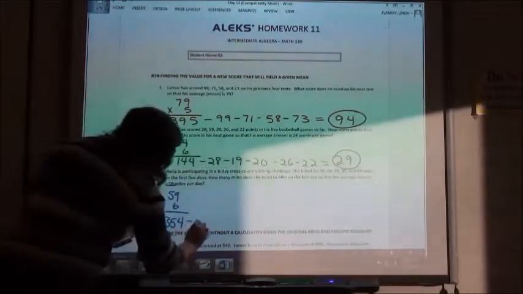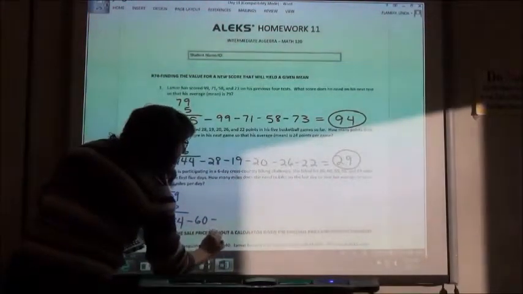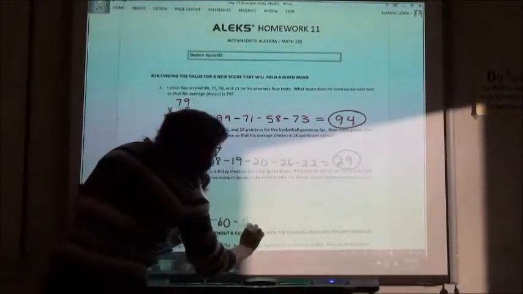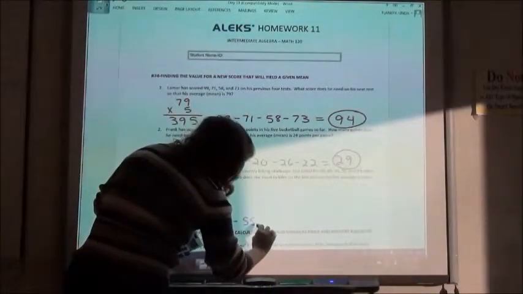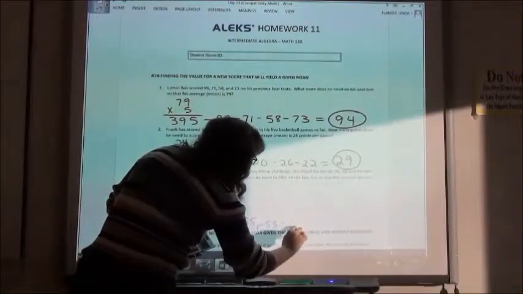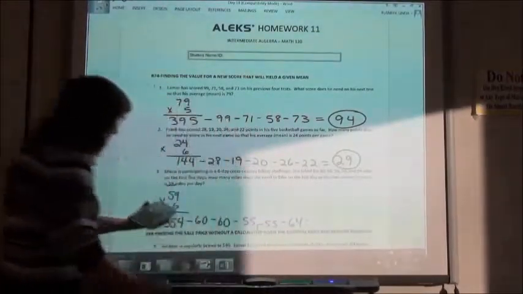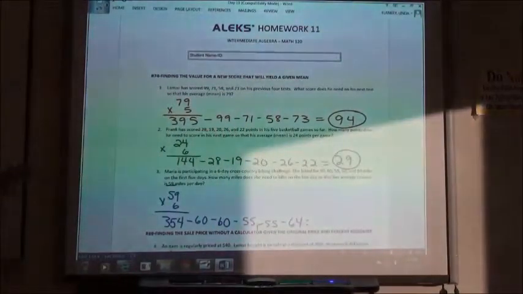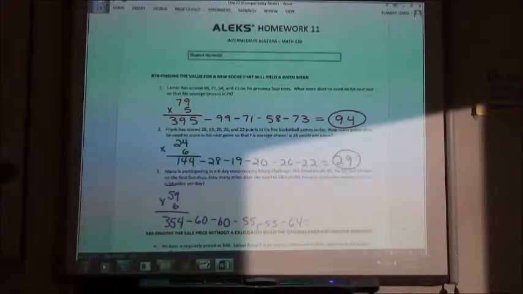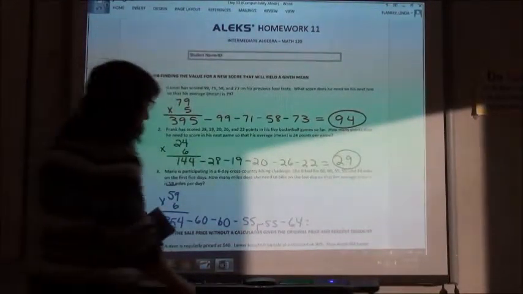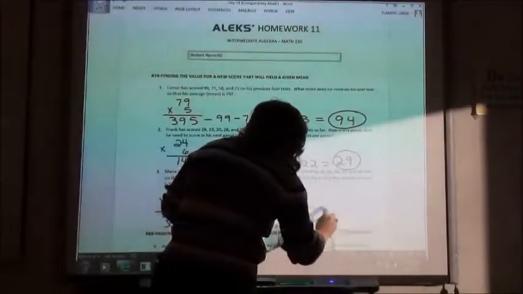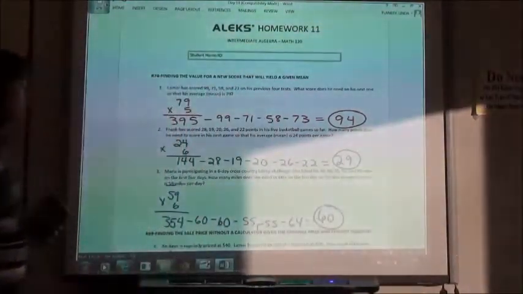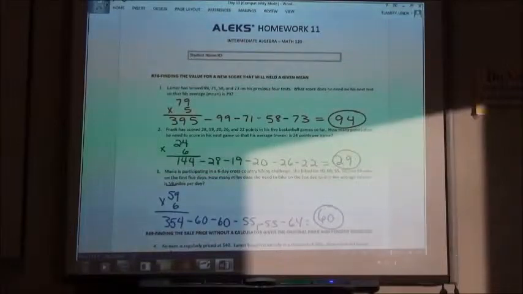So if I subtract off 60, subtract off 60, subtract off 55, another 55, and my 64, which I haven't done yet. Minus 60, minus 55, minus 55, minus 64. Sure enough, I get 60. So 60 miles is how far she has to go on that last day so that her average is 59.